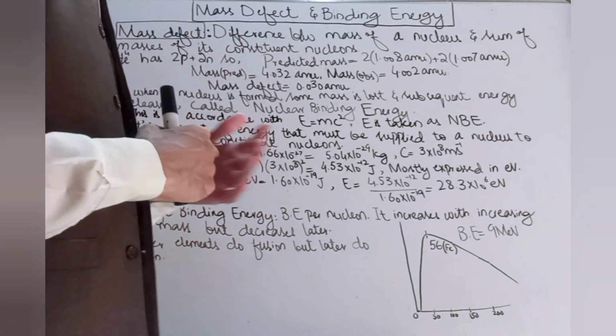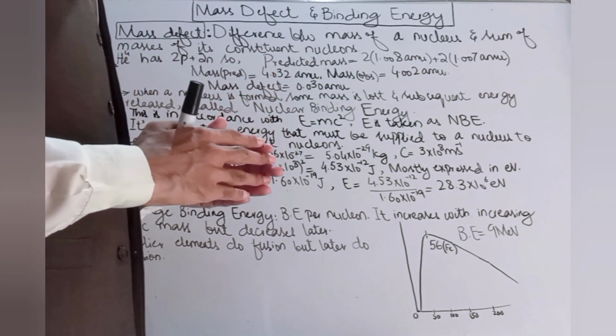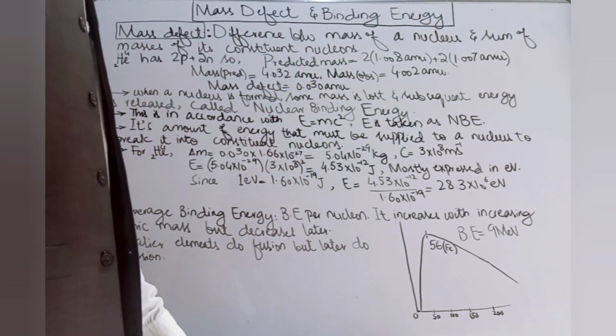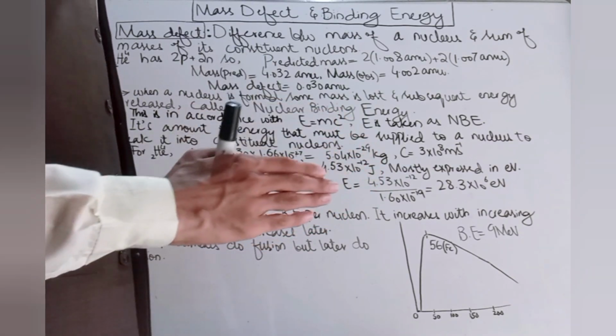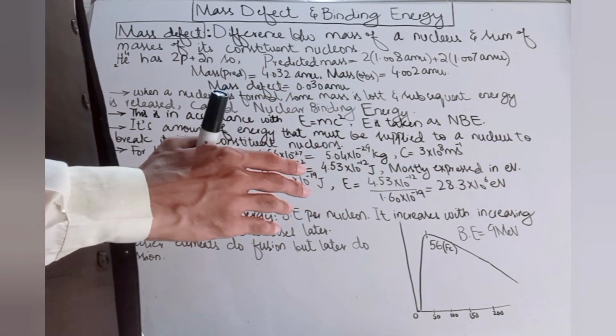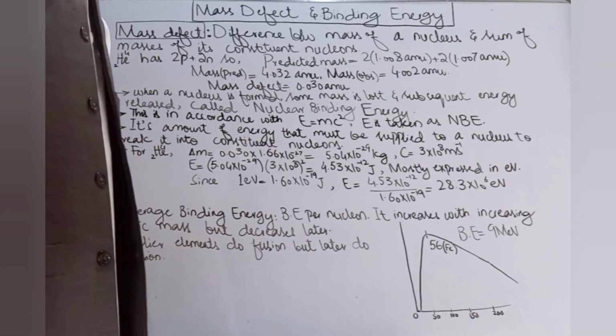Basically, it is observed that the actual mass of a nucleus, or the observed mass of a nucleus, is a little bit less than the sum of the masses of the nucleons. So why is this happening? This is explained by mass defect and binding energy.